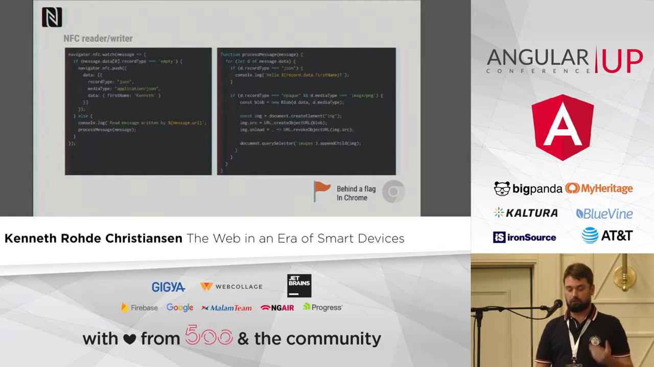Here I'm showing an example where I try to figure out if the tag is empty. If it's empty, I write my name to it, Can. If not, I call this function called processMessages, which is going to read "hello Can".